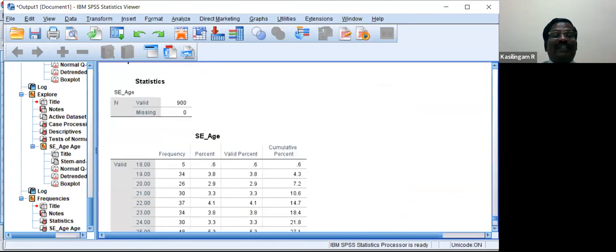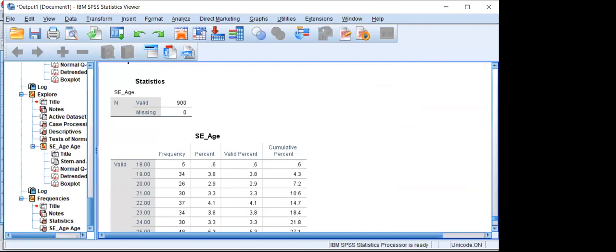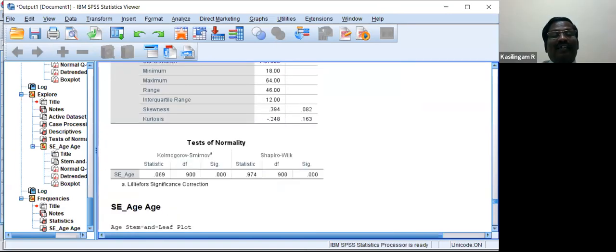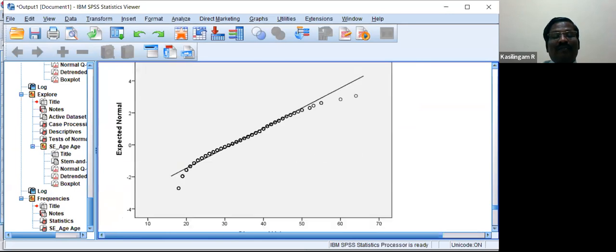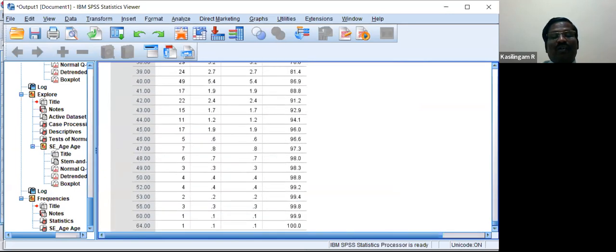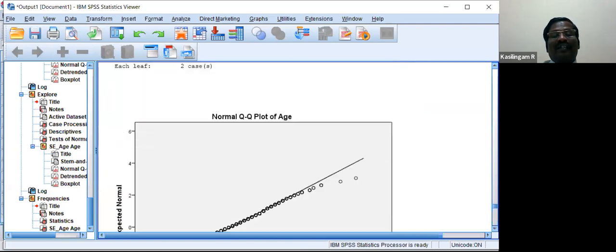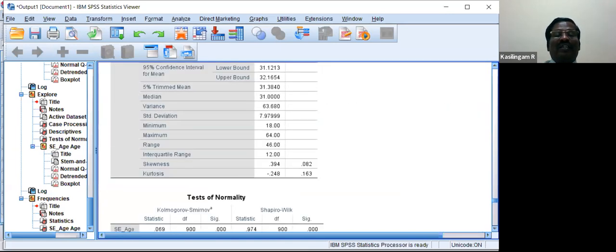So minimum is 18, yes or no, madam? Yes, sir. Minimum is 18, that is what it is telling. Maximum is 64, right? Then like that we can find out the rest. So the median is 31, right? 50 percent is 31.